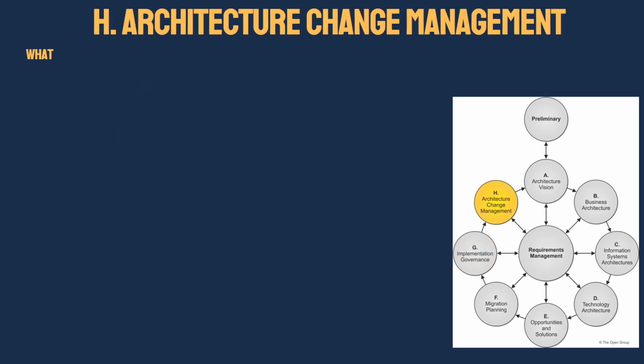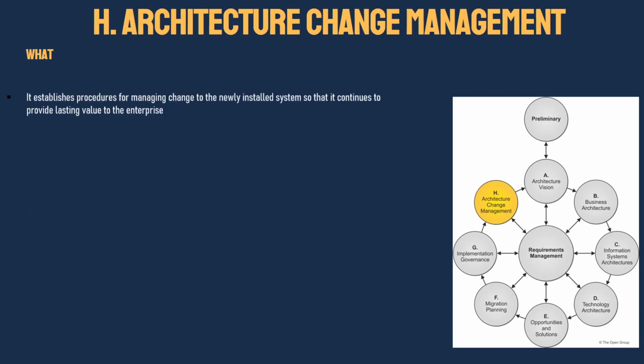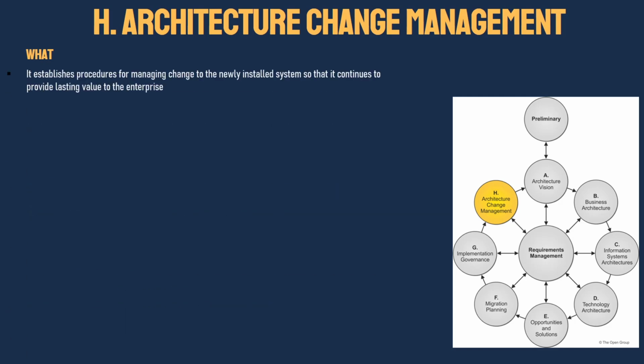Architecture change management is all about establishing procedures for managing change to the newly installed system so that it continues to provide lasting value to the enterprise. Now that we have built this thing, we want to make sure that it keeps giving us the value that we proposed.